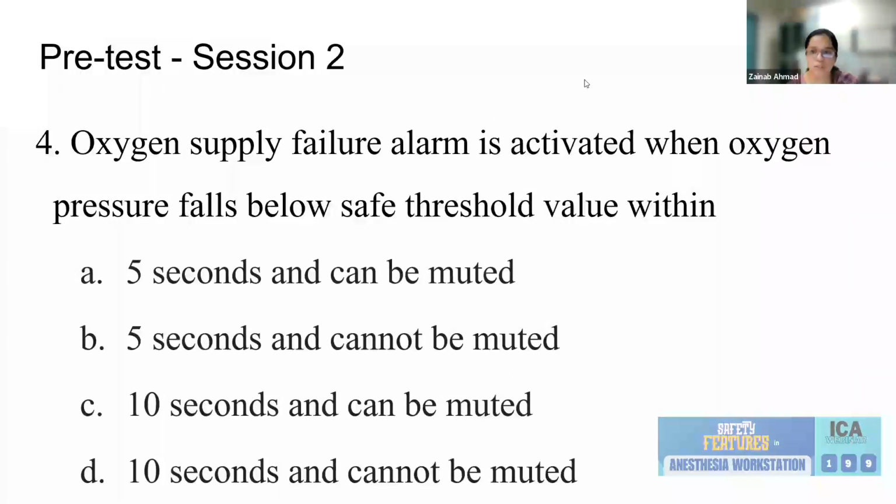So question 4, oxygen supply failure alarm is activated when oxygen pressure falls below a safe threshold value within 5 seconds and can be muted, option A. Option B, 5 seconds and cannot be muted. Option C, 10 seconds and can be muted. Option D, 10 seconds and cannot be muted. 5 seconds left. The time is over.